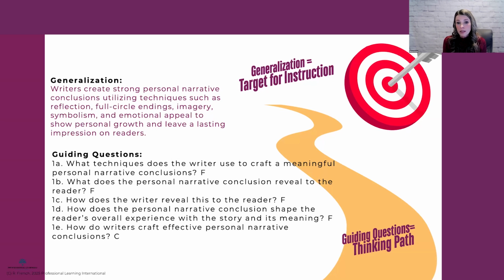So notice that these questions are factual. They don't transfer. They're locked in time, place, situation. They are locked to the specific examples that students are investigating, right? And I have 4 of them. I have 1 conceptual question, and that conceptual question is meant to bridge from those factual examples to the conceptual idea in my generalization. How do writers craft effective personal narrative conclusions?